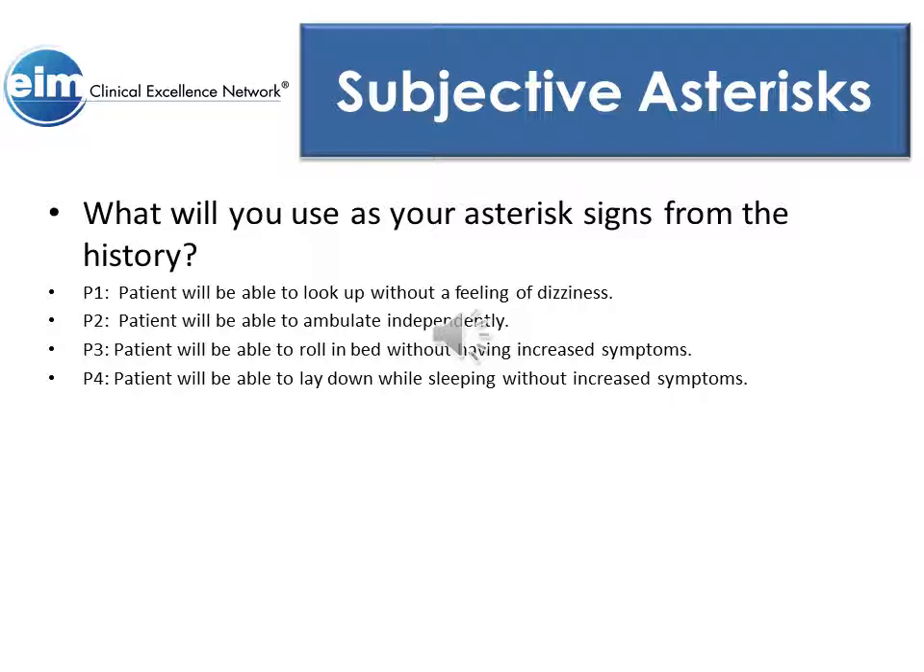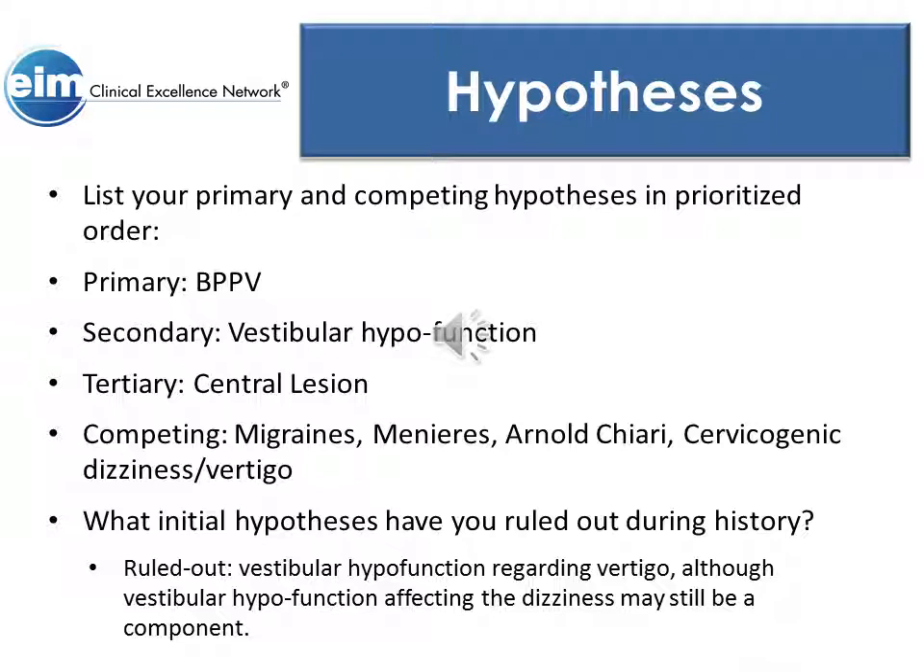Being able to ambulate independently, rolling over in bed, and then also laying down to sleep with her eyes closed is another asterisk sign. Okay, so following the history, our primary hypothesis is still BPPV, and I'm going to lean more towards canalithiasis right now because of her aggravating and easing symptoms. Easing was within seconds to minutes, that she would feel the severe vertigo start to diminish.